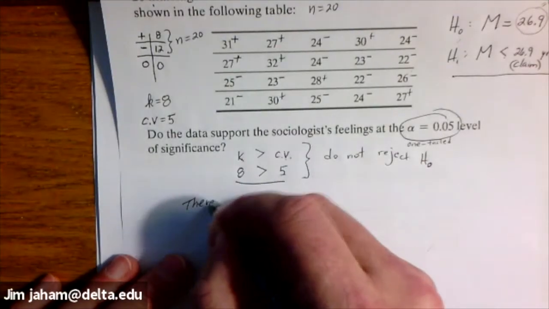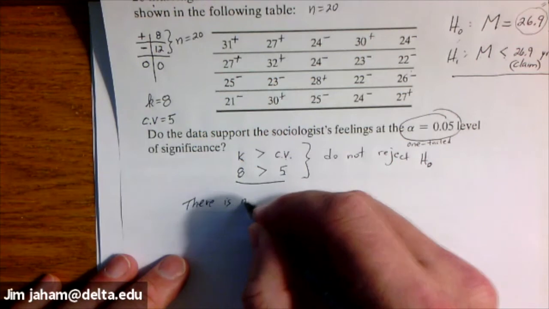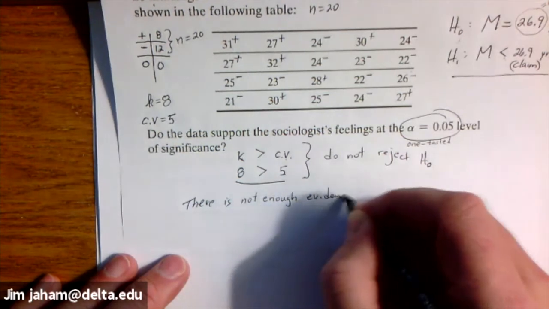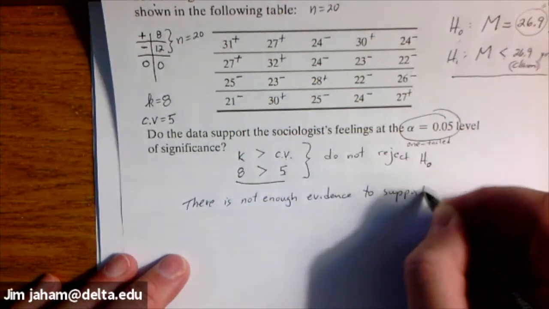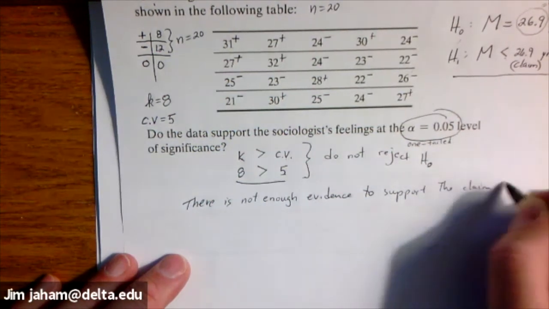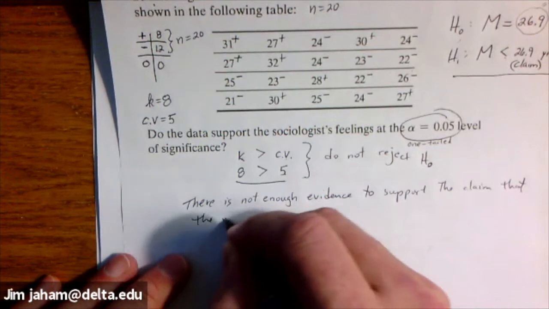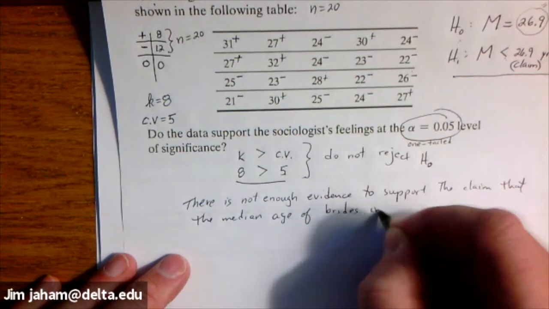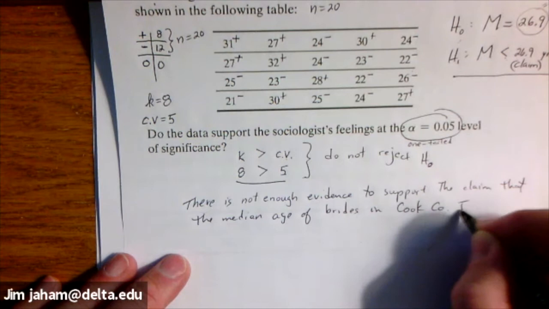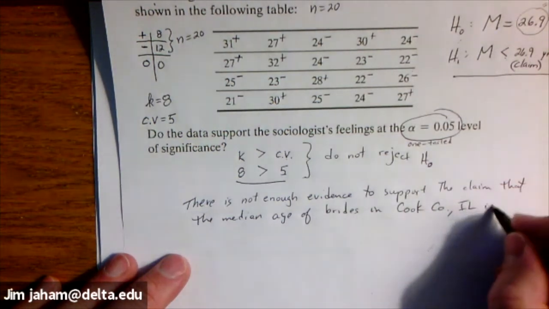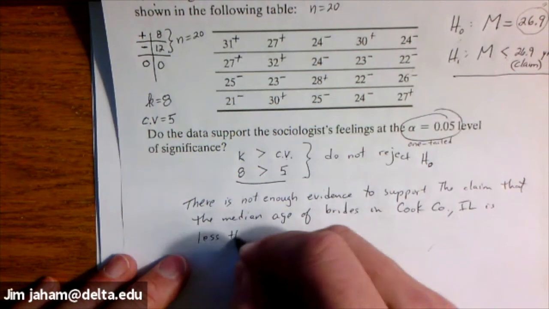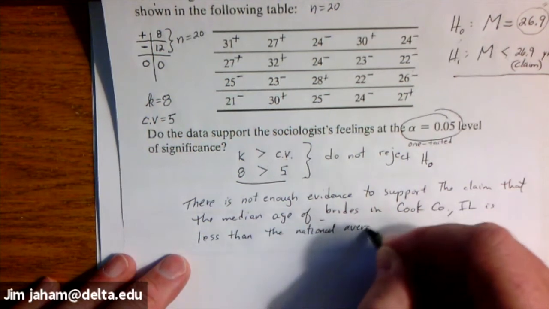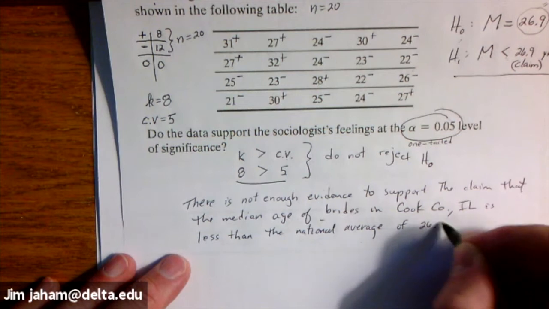So we would say there is not enough evidence to support the claim that the median age of brides in Cook County, Illinois, is less than the national average of 26.9 years.